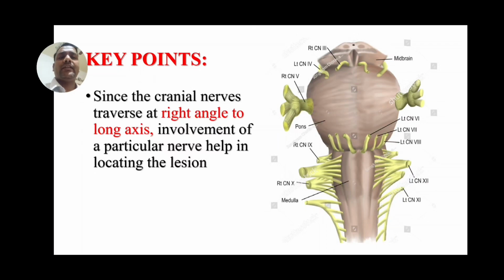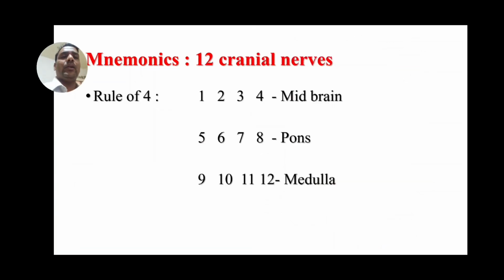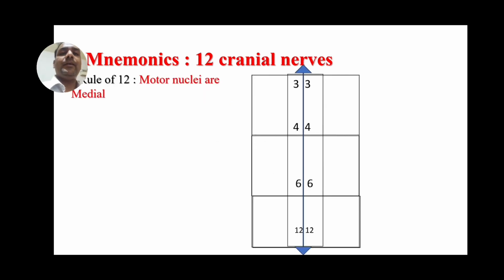Okay, so you can see here the cranial nerves always travel at right angles to the long axis. They emerge from different parts of the brainstem, and involvement of particular nuclei of the cranial nerves helps in localization of the lesion. So simply remember there are 12 cranial nerves. 1, 2, 3, 4 are above the pons, 5, 6, 7, 8 come from the pons, 9, 10, 11, 12 come from the medulla. As you know, 1 and 2 are directly derived from the brain itself. So 3 and 4 come from the midbrain, 5, 6, 7, 8 come from the pons, 9, 10, 11, 12 come from the medulla.